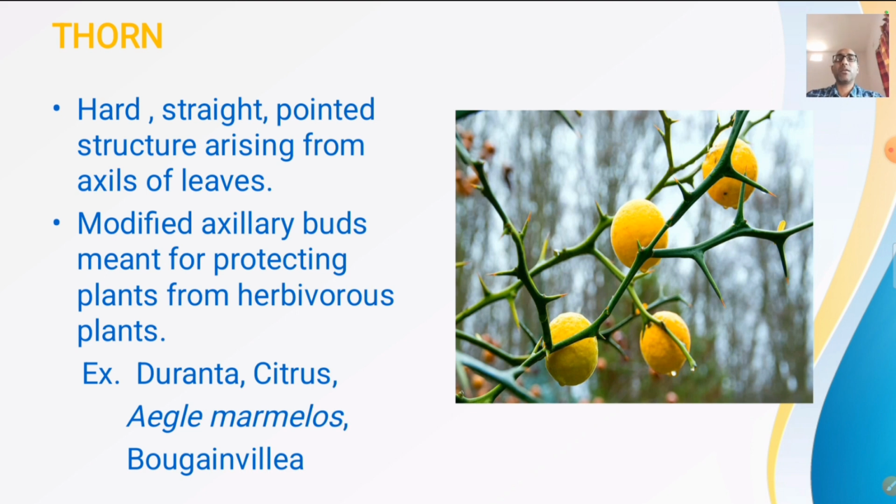So what is thorn? It is a hard, straight, pointed structure arising from axils of leaves. Now these are modified axillary buds which are meant for protecting plants from herbivores. Okay. Now the examples are Duranta, citrus, Aegle marmelos, then bougainvillea. So these are the examples where thorns are found.